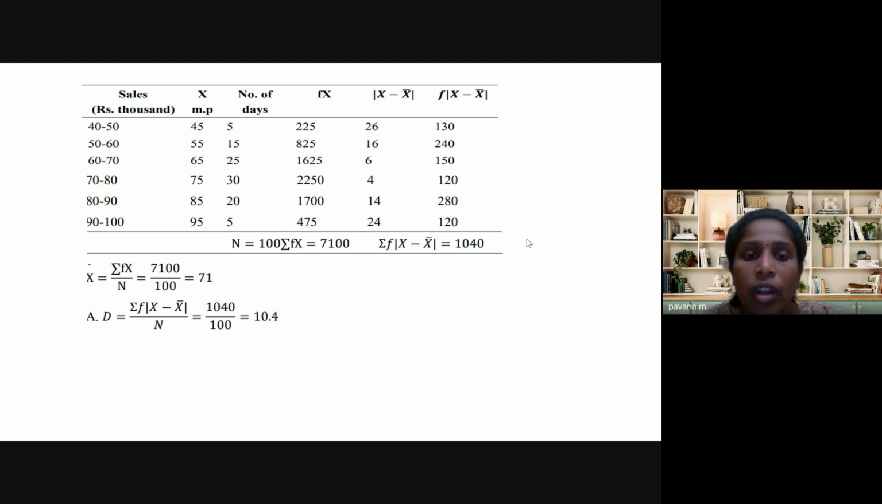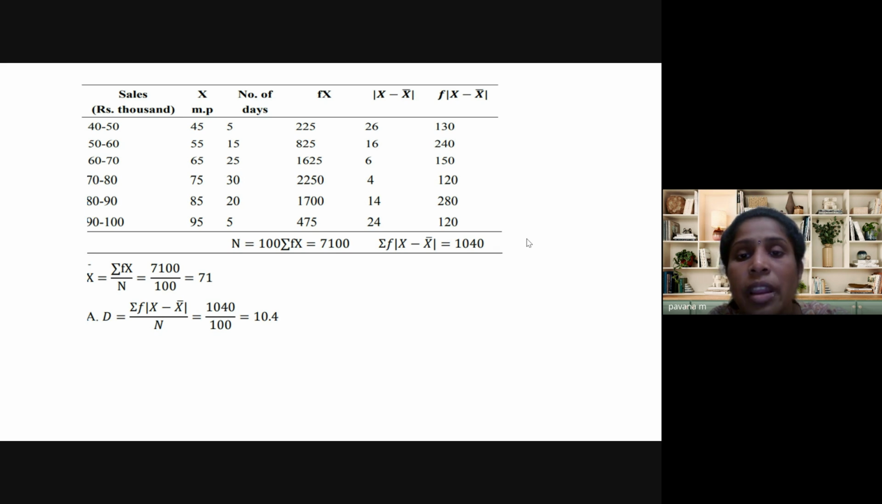So we have fx, right? The fx column: 225, 825, 1625, 2250, 1700, 475. You sum up all the values. Sigma fx is 7100. So x bar is equal to sigma fx by n. How do you get n? N means the sum of frequency, the number of days: 5 plus 15 plus 25 plus 30 plus 20 plus 5. N is equal to 100. So 7100 by 100 is equal to 71. So x bar is 71.